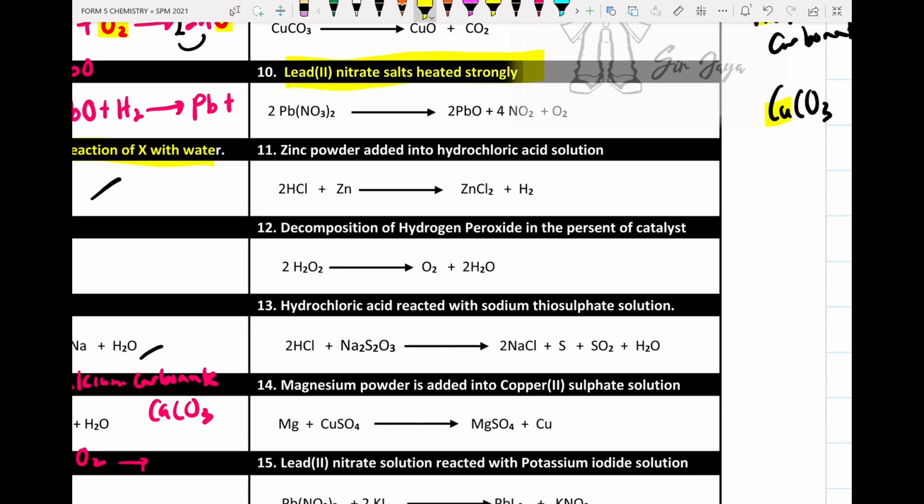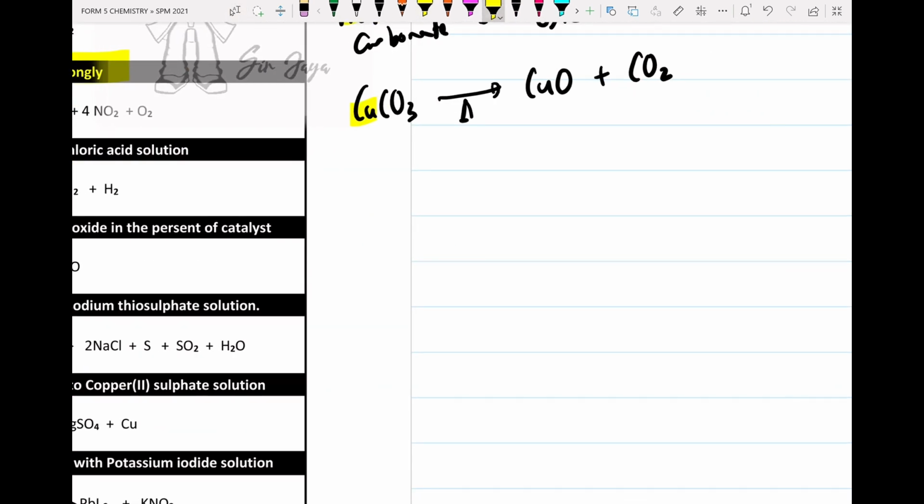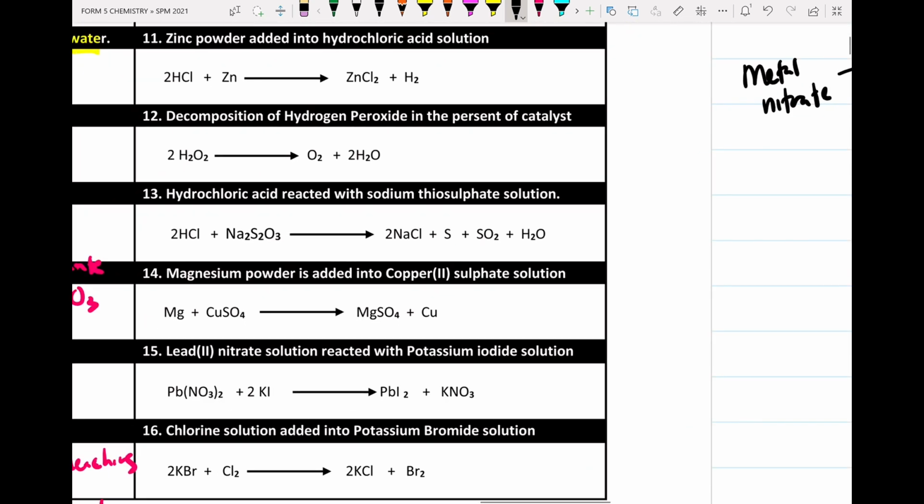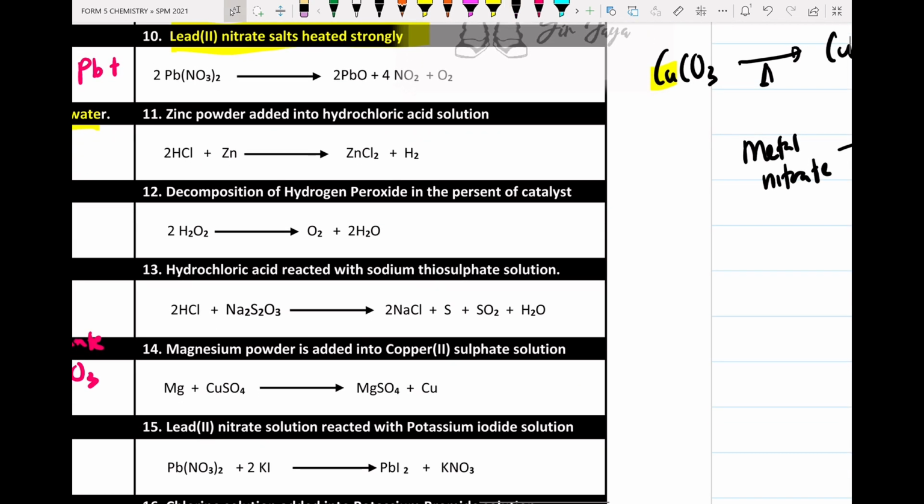When metal nitrate heated strongly, there are two types of salt that can undergo thermal decomposition. The next salt is known as metal nitrate. When metal nitrate is heated strongly, we will get metal oxide plus brown color gas, which is nitrogen dioxide, plus colorless gas. Okay, during this reaction, I take one example here. This example I already gave to you all, so go through the module.